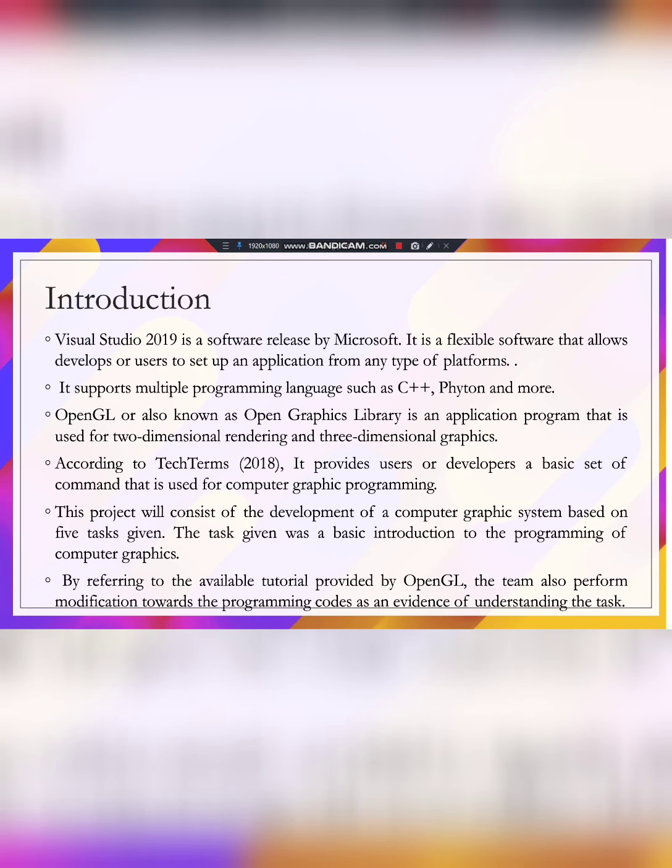Moving forward, Visual Studio 2019 is software released by Microsoft. It supports multiple programming languages such as C++, Python, and more. To proceed with our assignments, we have to understand OpenGL, also known as Open Graphic Library. According to TechCreme 2018, it provides users or developers a basic set of commands used for computer graphic programming. This project will consist of the development of a computer graphic system based on tasks given, by referring to available tutorials provided by OpenGL. The team also performed modifications to the programming code as evidence of our understanding.